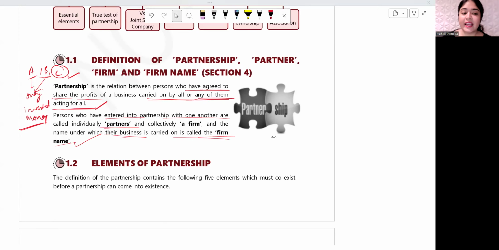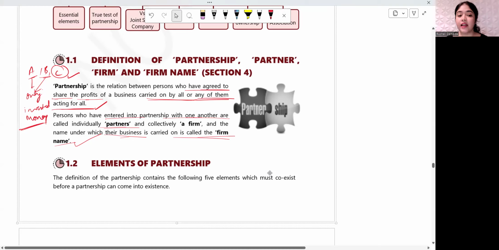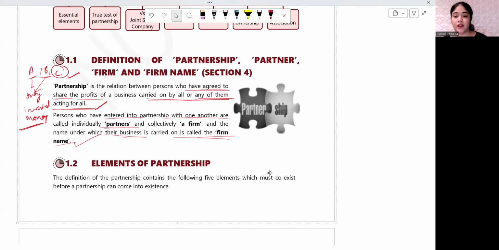Elements of partnership. I'm taking it a little fast because I think you have covered this earlier in your accountancy. So I'm just considering that you are aware of the terms. Okay, let's go ahead. Elements of partnership.